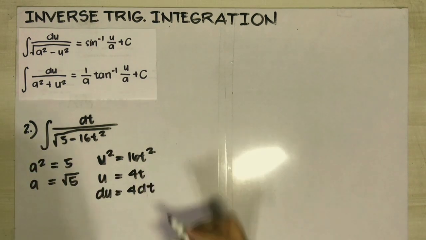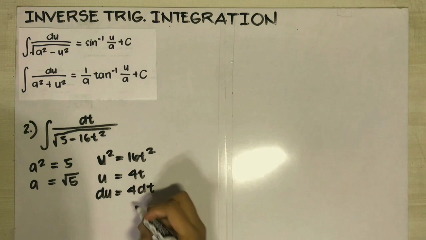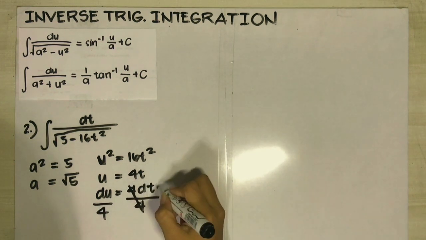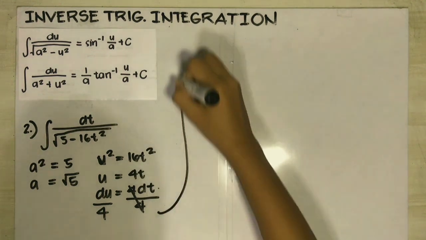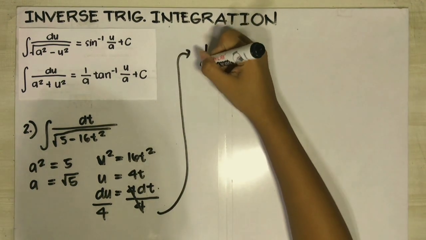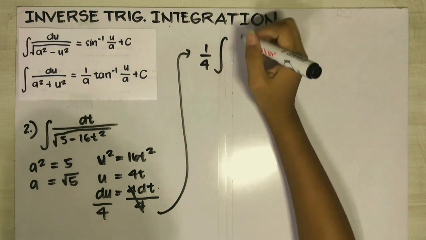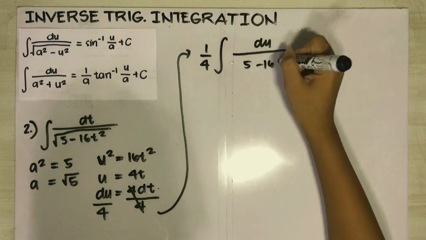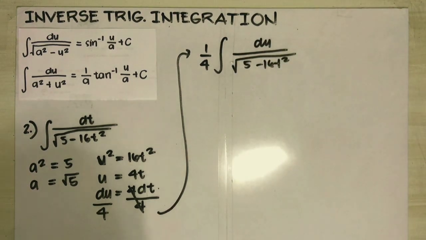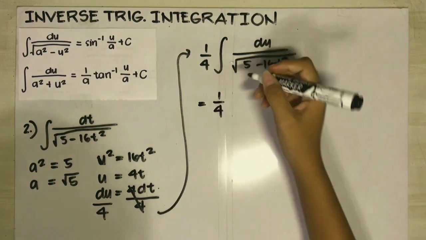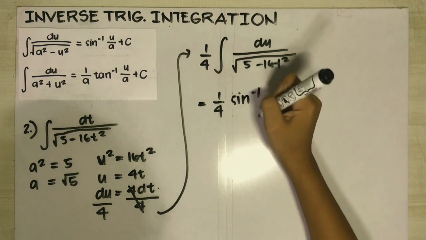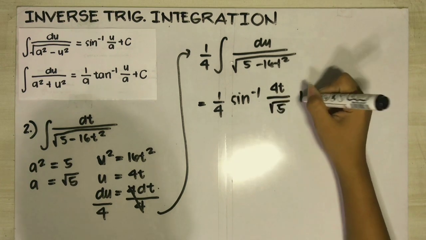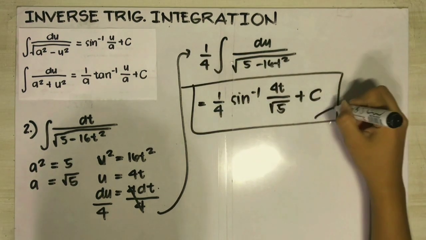We are going to divide both sides by 4 to get our dt. Now, let's substitute the values. So 1/4 times the integral of du all over the square root of 5 minus 16t squared. So this is equal to 1/4 arcsine 4t all over the square root of 5 plus c.